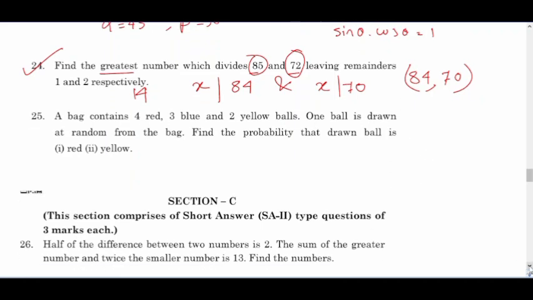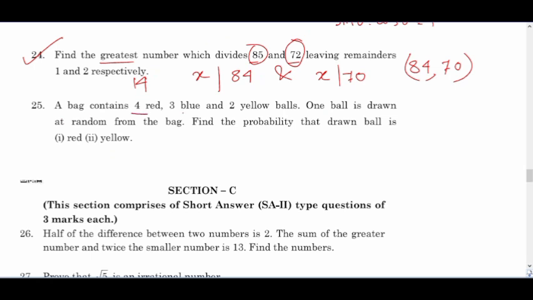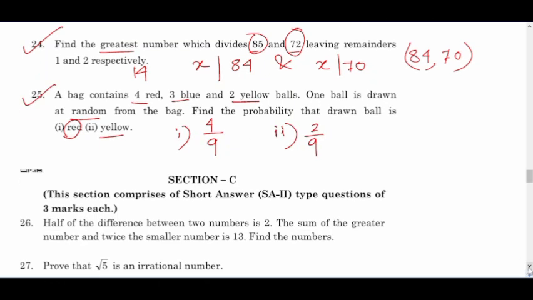What does the question say? A bag contains 4 red balls, 3 blue, 2 yellow balls. Okay, at random one ball is drawn. Find the probability that the drawn ball is 1. Red. Total is 9. Out of 9 balls, the probability of a red ball is 4, and second is a yellow ball, the probability is 2. It was a very very basic question, very very basic.